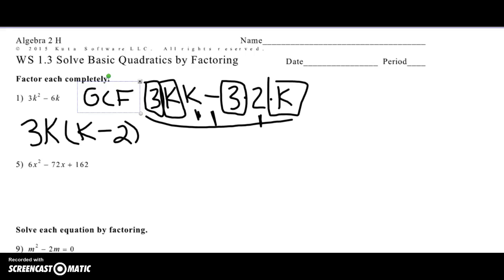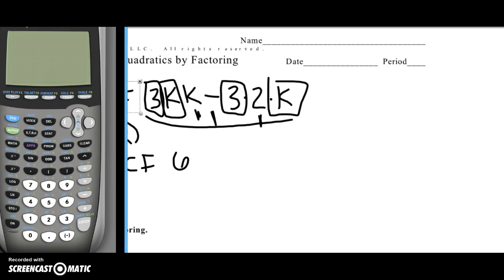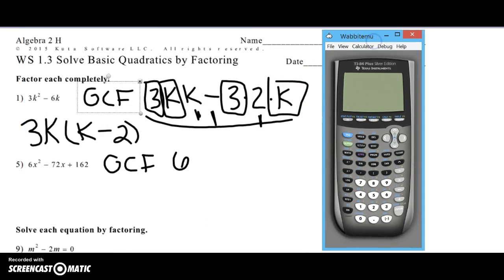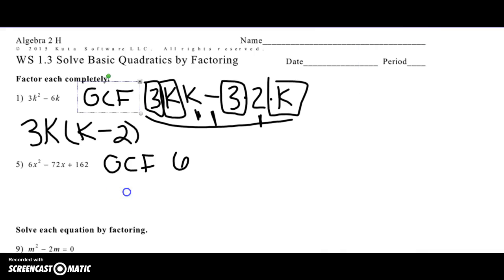Number 5 is slightly more complicated. There's a GCF of 6. I hope it's just a GCF of 6. You can check it, I'm not sure. Let's see. Let's bring my Wabbit up. I think 162 divided by 6 is 27, so it's going to work. And I know I can get a 6 out of 72. So I'm going to undistribute that 6, and then see where that takes me.